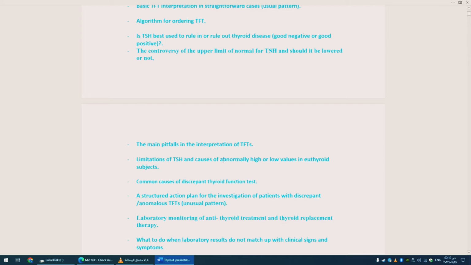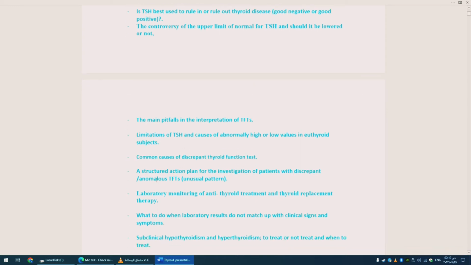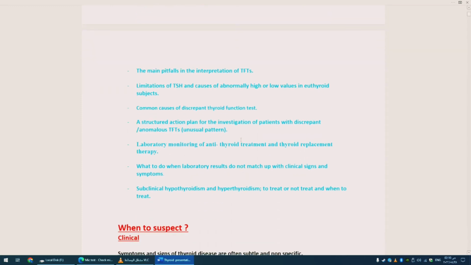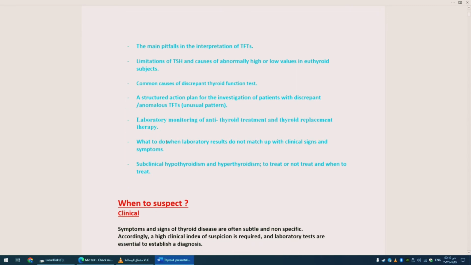limitations of TSH and the causes of abnormally high or abnormally low values in euthyroid subjects, common causes of discordant or discrepant thyroid function tests, and then a structured action plan for the investigation of patients with discordant or anomalous thyroid function tests, that's to say unusual patterns of thyroid function tests, and more importantly, the laboratory monitoring of anti-thyroid treatment and thyroid hormone replacement therapy.